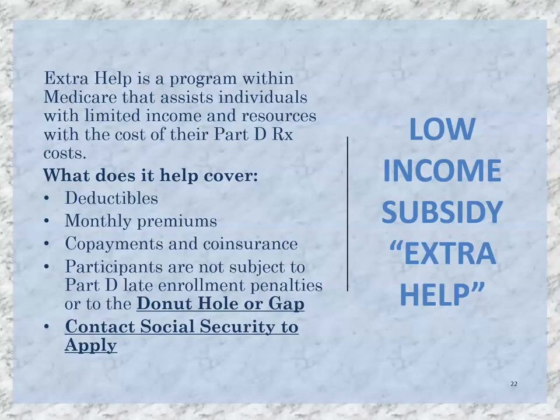Now, the government does provide extra help, or what's called low-income subsidies, to assist individuals that have limited resources and income to help pay some of the costs of their Part D. If you qualify for this type of extra help, it helps cover deductibles, monthly premiums, co-payments and co-insurance, and participants are not subject to Part D late enrollment penalties or the donut hole or gap. So if you feel you need the help, you can contact Social Security and apply to receive some extra help from the federal government.